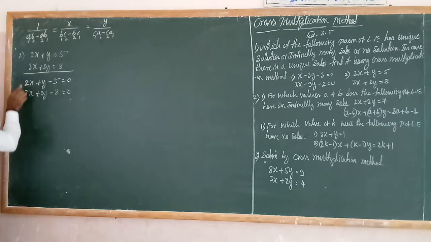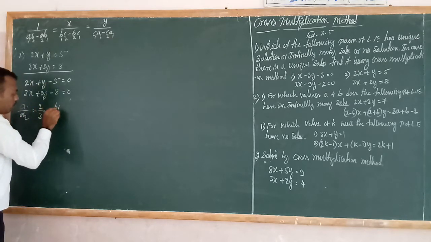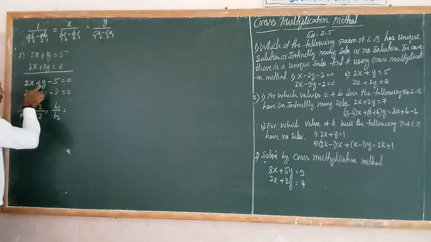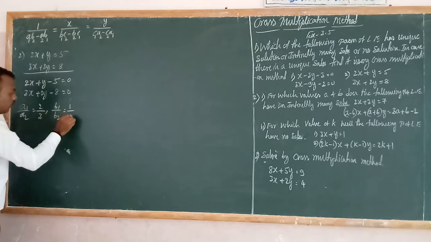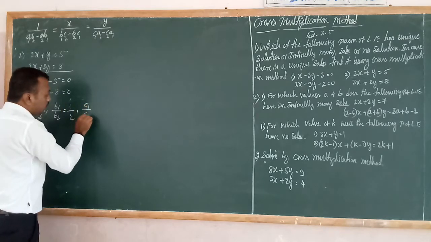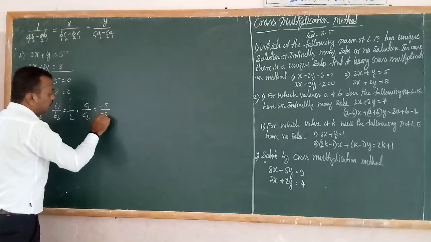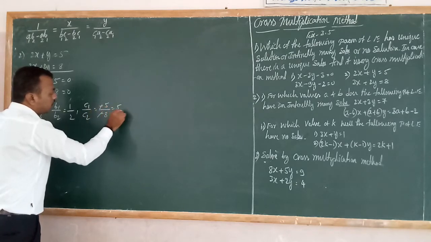See now, I will directly go to a1 by a2. a1 is 2, a2 is 3, so 2 by 3. Right. Now b1 by b2. What is b1? 1. And b2 is 2, so 1 by 2. This is 2 by 3, this is 1 by 2, and c1 by c2 is equal to minus 5 by minus 8. Therefore, minus gets cancelled. Remaining is 5 by 8.